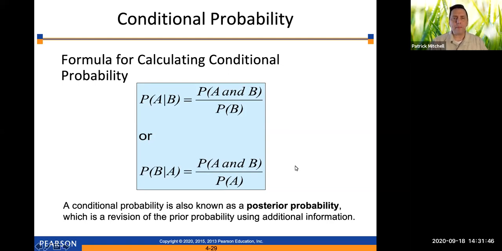So while something like a probability of A is called a prior probability, a conditional probability is also known as a posterior probability, which is a revision of the prior probability using additional information.